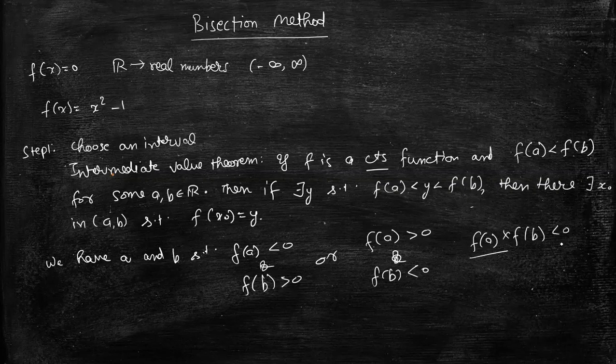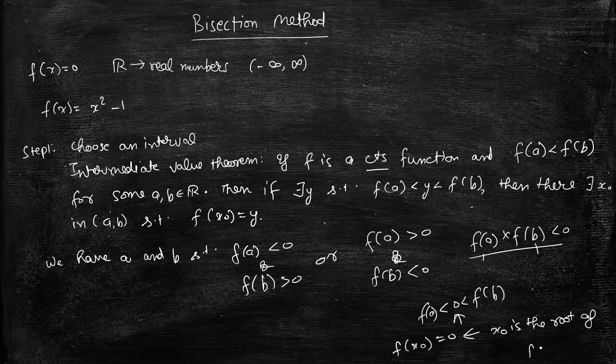If we have f(a) times f(b) less than 0, this implies one of these must be less than 0 and the other will be greater than 0. So if, let's say, f(a) is less than 0 and f(b) greater than 0, then there exists some x node such that f(x node) is equal to 0. And what does this mean? This means that x node is a root of f. Why? Because f is a continuous function and the intermediate value theorem guarantees the existence of such an x node. There can be multiple x nodes, but we are only bothered about at least one x node. So how to use this?